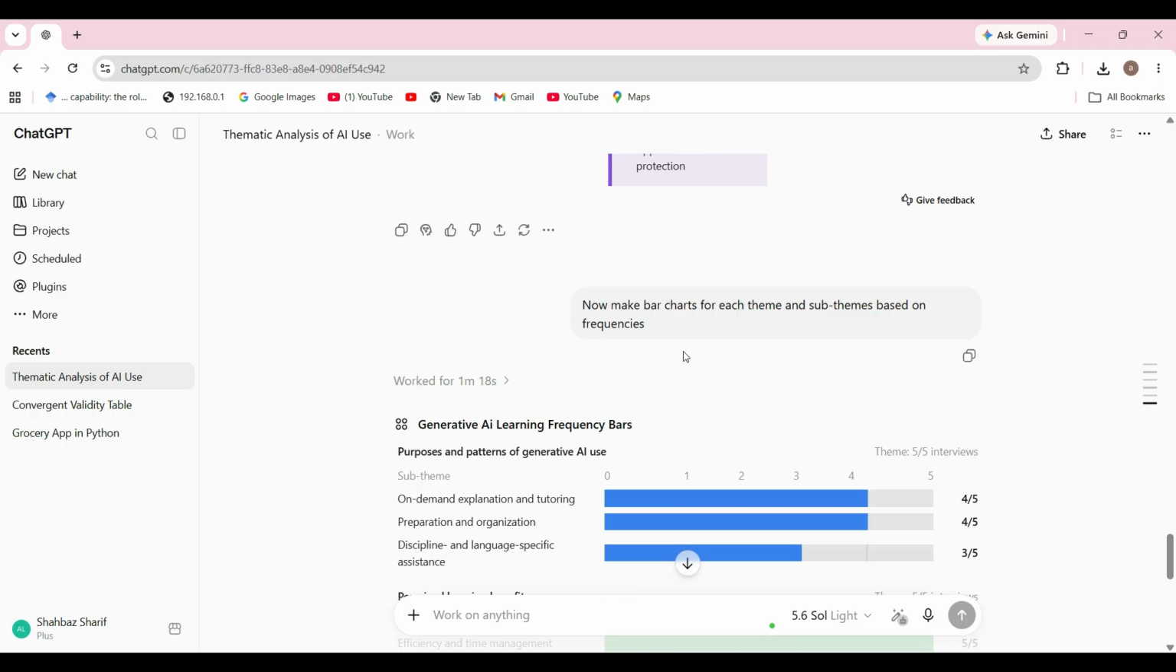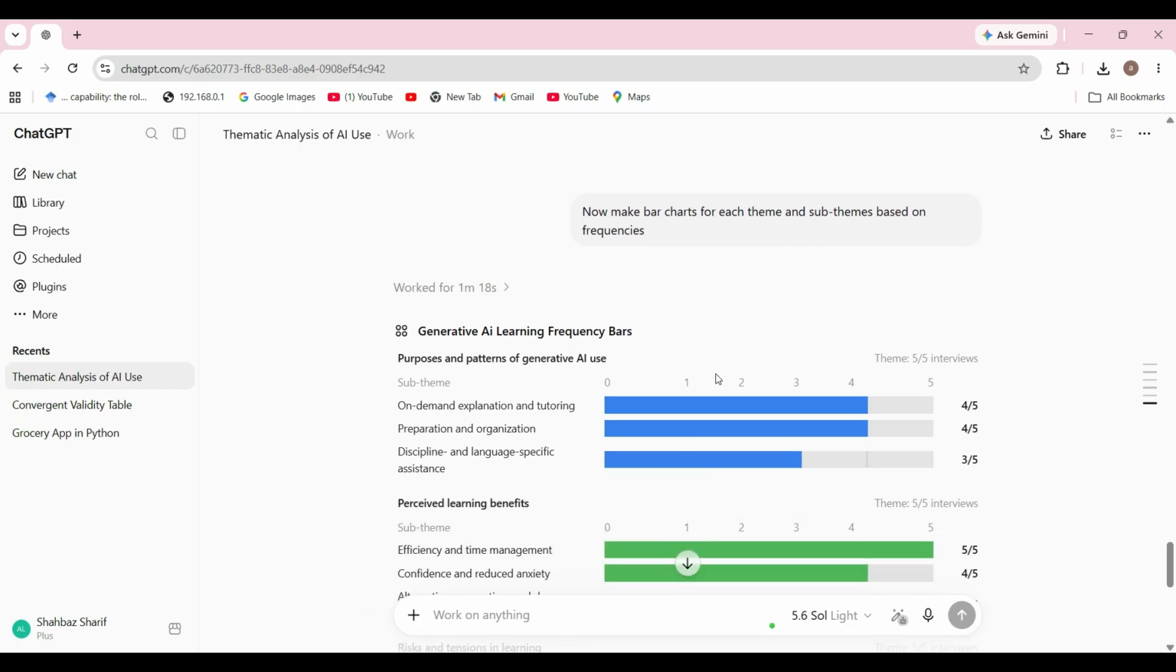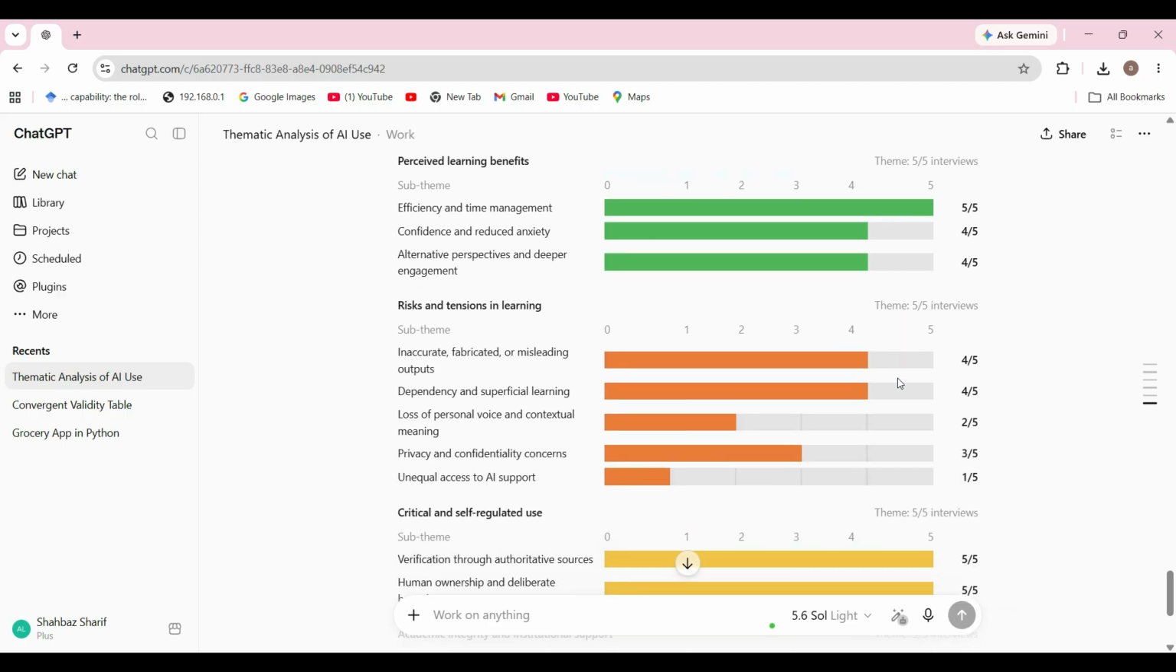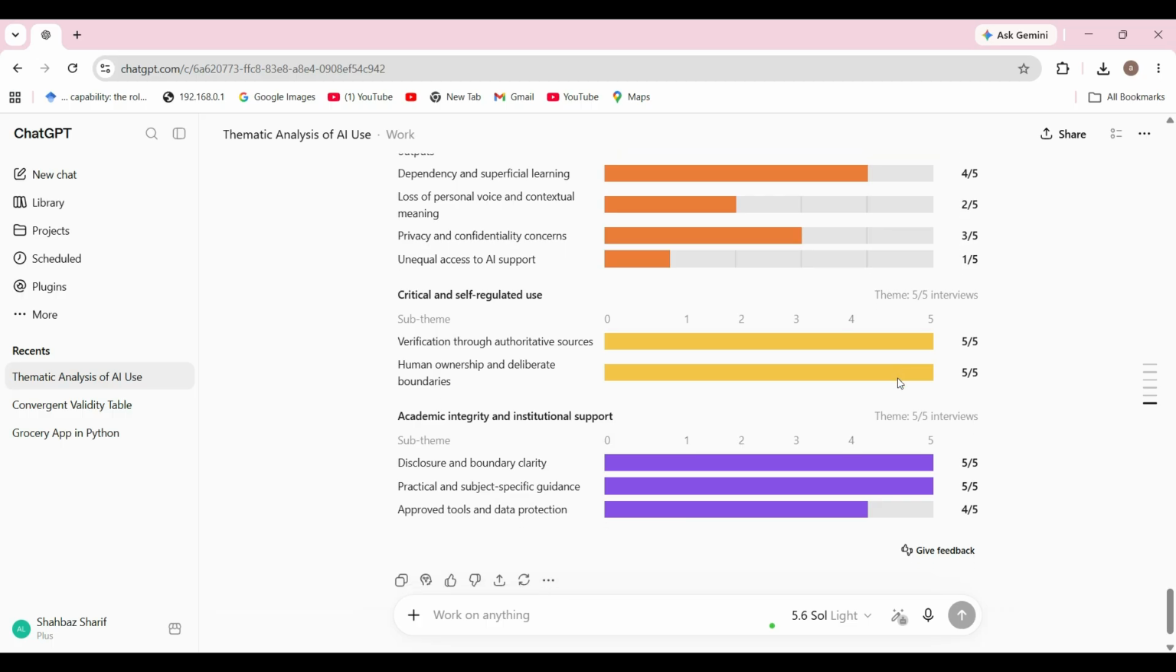Now I again gave a prompt to ChatGPT to make bar charts for each theme and sub-theme based on frequencies. ChatGPT successfully made the bar charts for the first main theme and its related sub-themes. You can see the second main theme and related sub-themes with a bar chart. So this is our thematic analysis in ChatGPT.